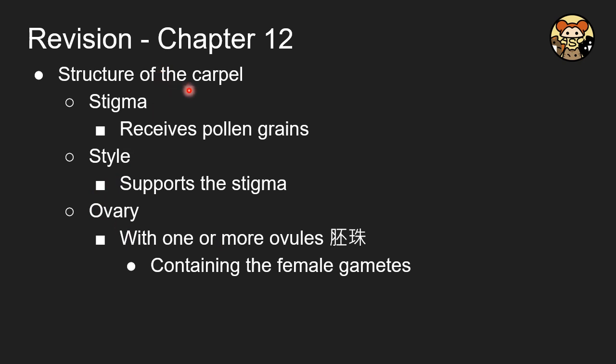And here is the structure of the carpel. It contains the stigma, style, and ovary. The ovary will also contain ovules, and inside the ovules, there will be the female gametes. So you can see there is a general decreasing order of size: the ovary, the ovules, and also the gametes.